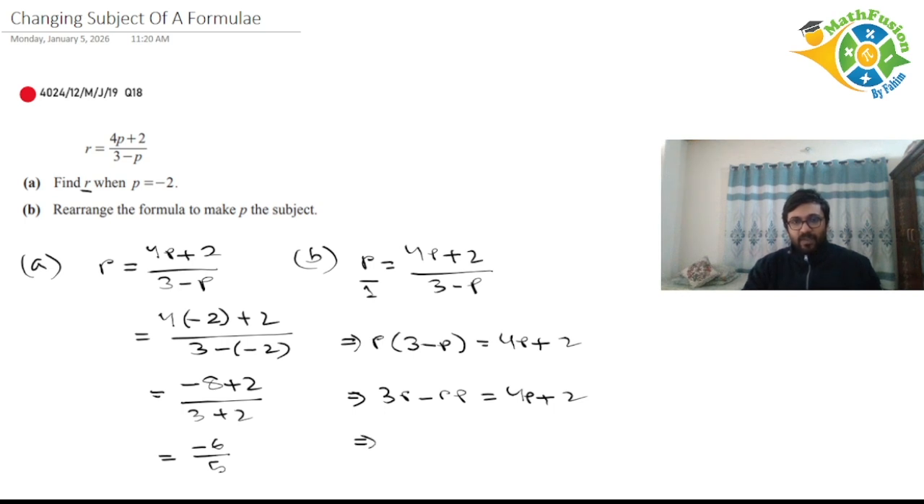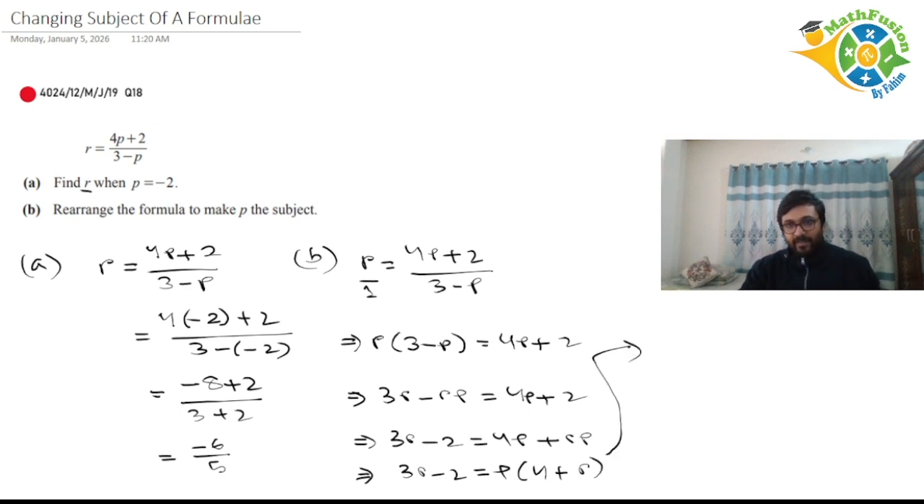Now we need to take the p-containing terms to one side. So 3r - 2 equals 4p + pr. So we move minus pr to the right side and plus 2 to the left side. Here we get all the p-containing terms on the right side. So we take p common, so we get 4 plus r.